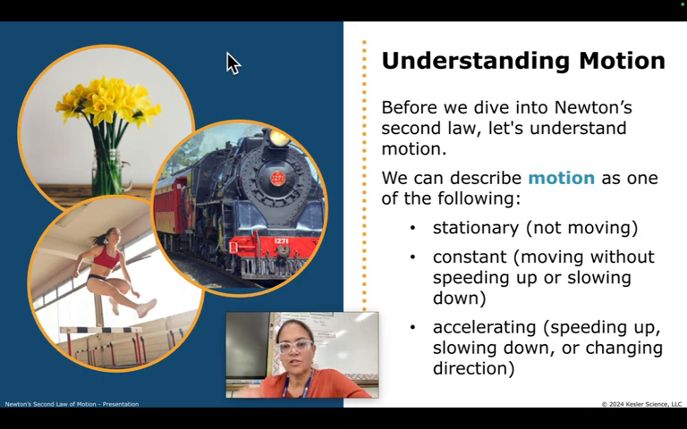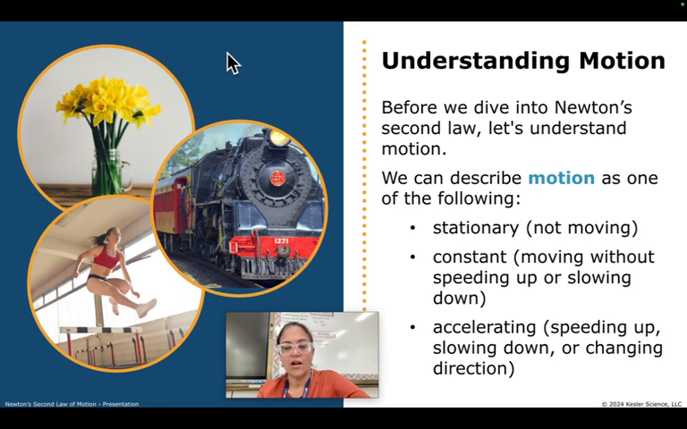So understanding motion. Before we dive into Newton's second law, let's understand motion. So we can describe motion as one of the following. So we've kind of talked about this in class, but maybe not used these exact words. So stationary means it's not moving. So something that is sitting still.